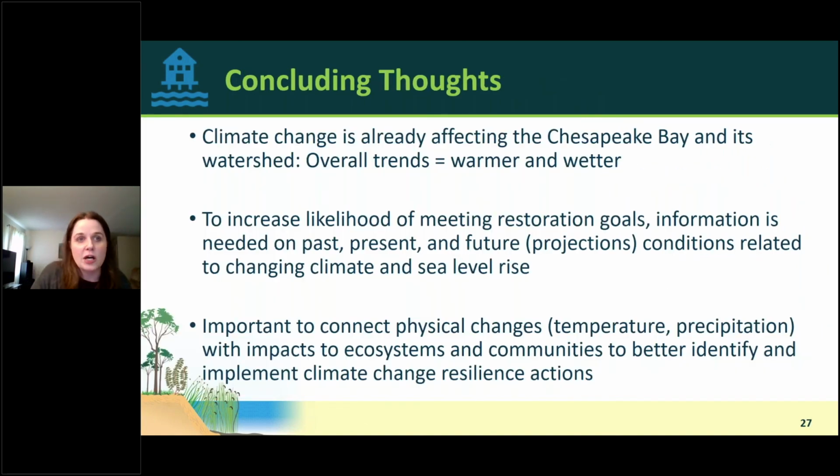So, concluding thoughts: climate change is already affecting the Chesapeake Bay and its watershed, and overall it's going to be warmer and wetter. To increase the likelihood of meeting our restoration goals, information is needed on past, present, and future projected conditions related to changing climate and sea level rise. And it is important to connect these physical changes with impacts to ecosystems and communities to better identify and implement climate change resilience actions.